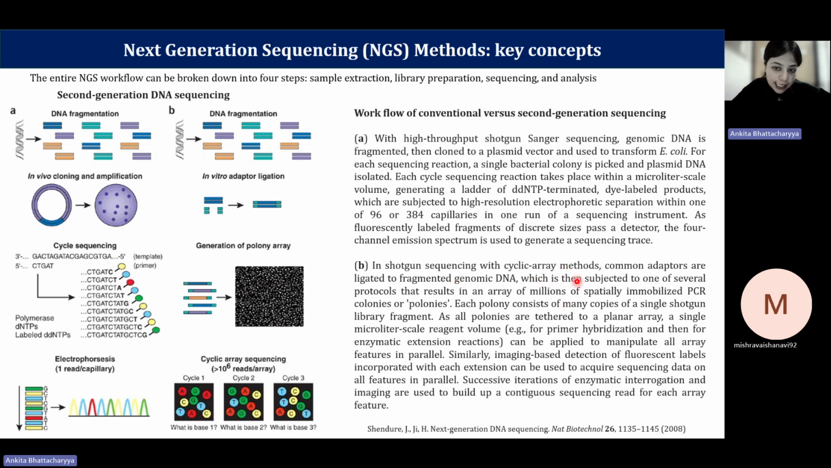Yeah. So for the second method, that is also shotgun sequencing. Again, the shotgun term is because of the way in which DNA fragmentation is carried out. Now, what is happening to it is that you are ligating adapters. This is the first time the adapter concept is coming in our class. So adapters are ligated to this fragmented genomic DNA, and then it is subjected to protocols that result in the formation of polonies. Polonies are PCR colonies. It's just nomenclature, simply put.